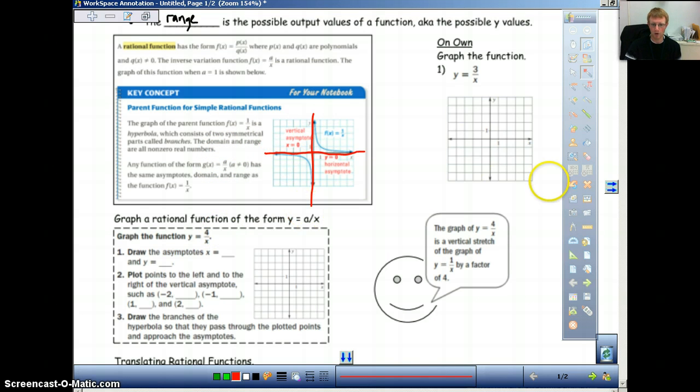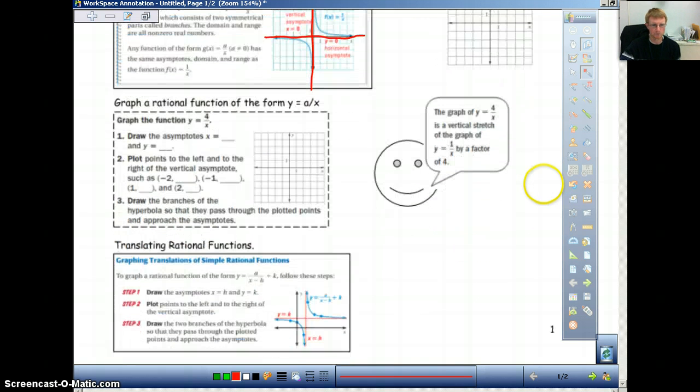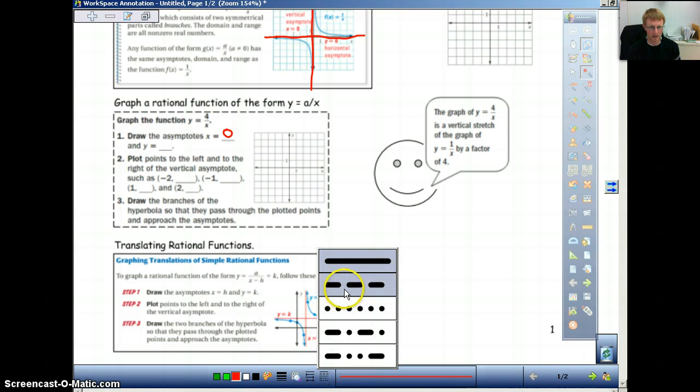Okay, so therefore, what we have here is a function y equals 4 over x. Therefore, x equals 0 is going to be our vertical asymptote. So what I'm going to do is plot that, and I'm going to change this to a dotted line.